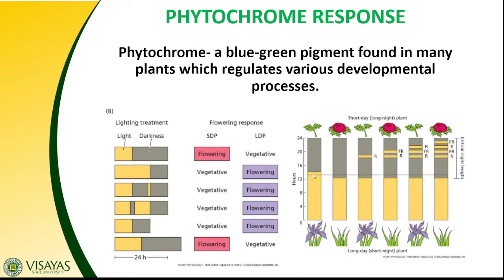So we have here the critical day length, the dashed line at the center. As we have described previously, short day plants will not flower if they're exposed to long photoperiod. So that's why there's no flowering here. But if the long day plants are exposed to long photoperiod above the critical day length, of course they will flower. Okay. In the second condition, there is short photoperiod and long period of darkness.